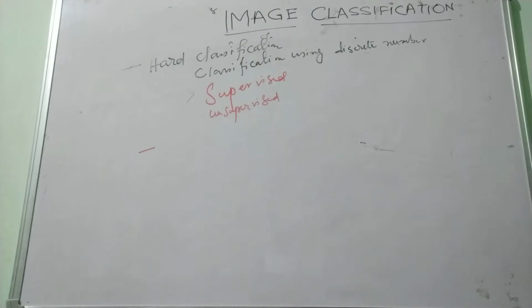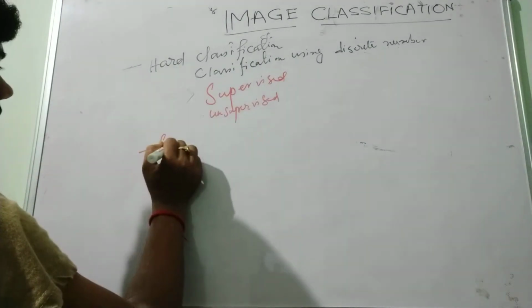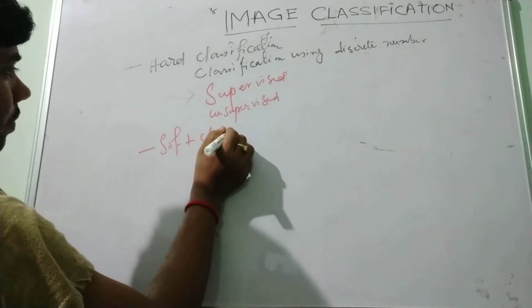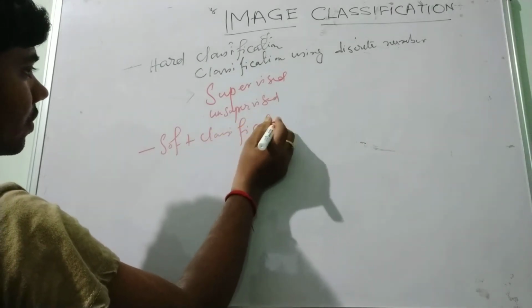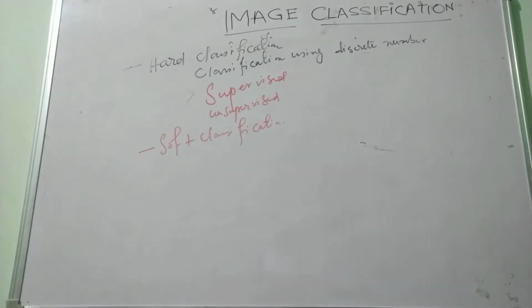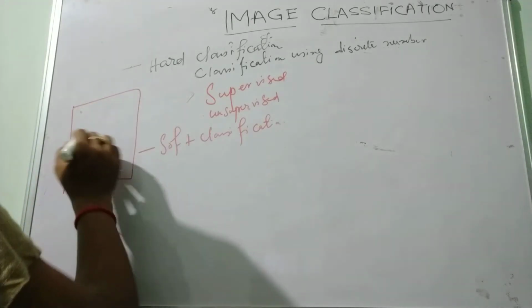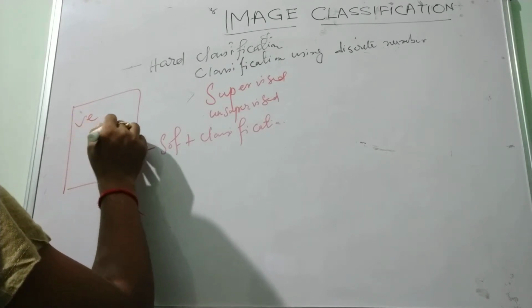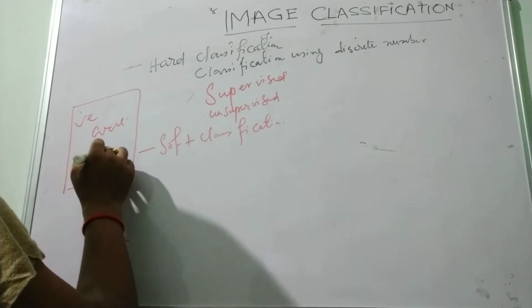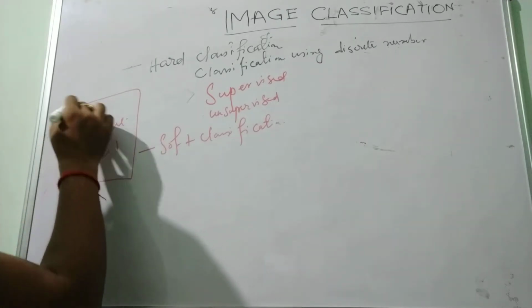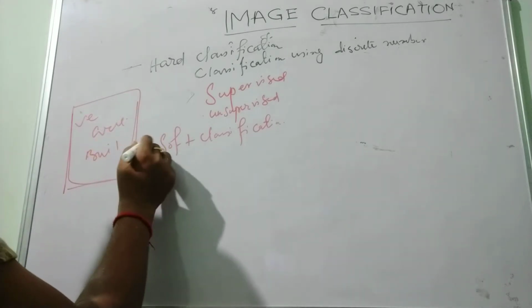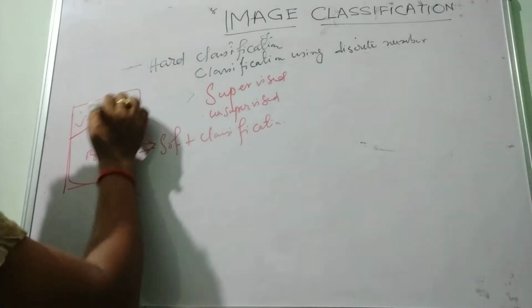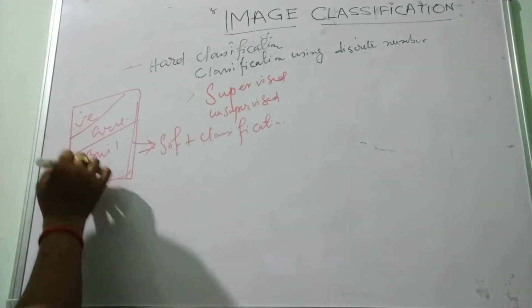Next, coming to the soft classification. The soft classification means it will consider the heterogeneous nature of the real world features. For example, this is an area. So there may be the vegetation, there may be the water body, there may be the built up area. So all these features come into the single pixel. So in that case, we will consider the soft classification to separate the vegetation area, the water body, and the built up area.